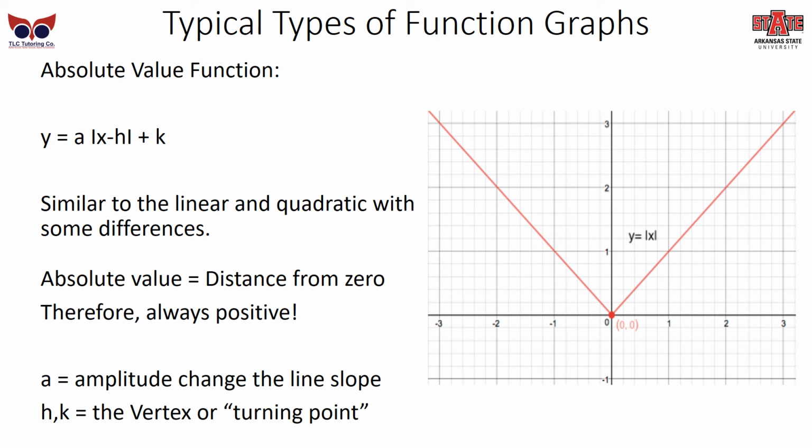An absolute value, remember, absolute value is measuring how far away from 0 a number is. So it looks something like this. Absolute values are always positive, so it would look like y equals a times the absolute value of x minus h plus k. Similar to linear and quadratic with some differences. So always positive, a is still that amplitude change to move the line slope, and hk is still the vertex or the turning point where the absolute value turns around.